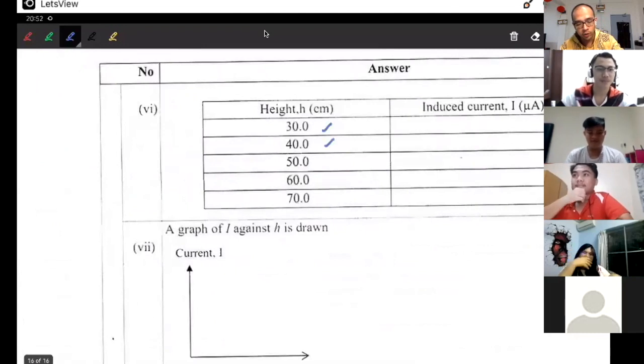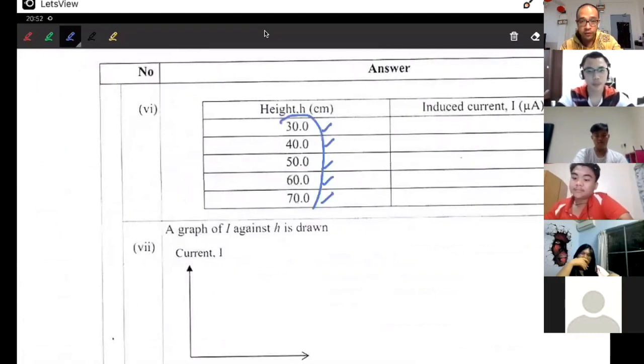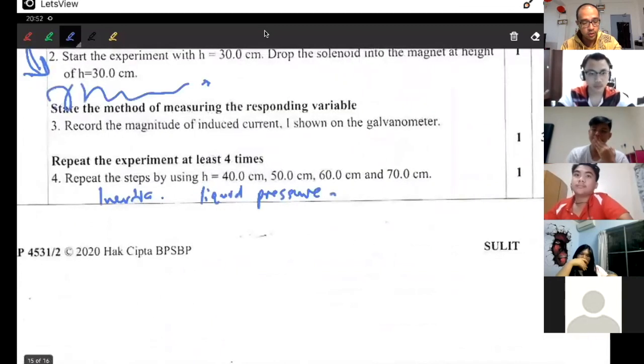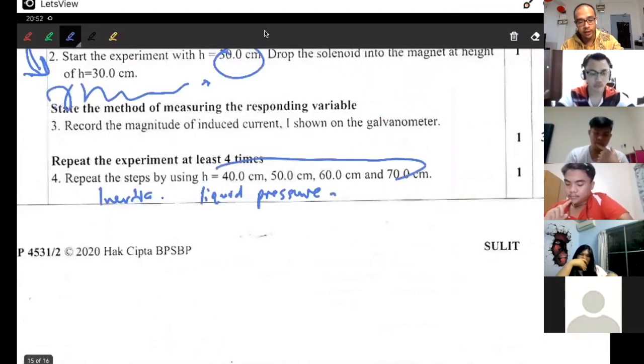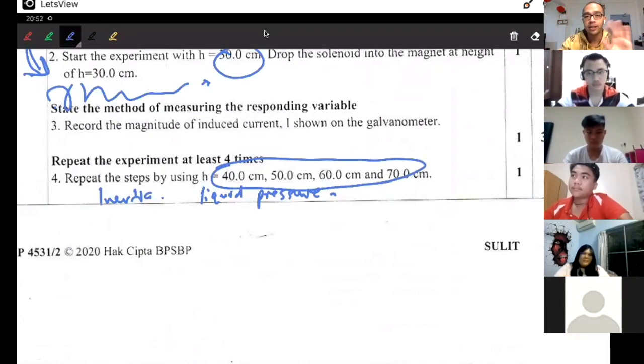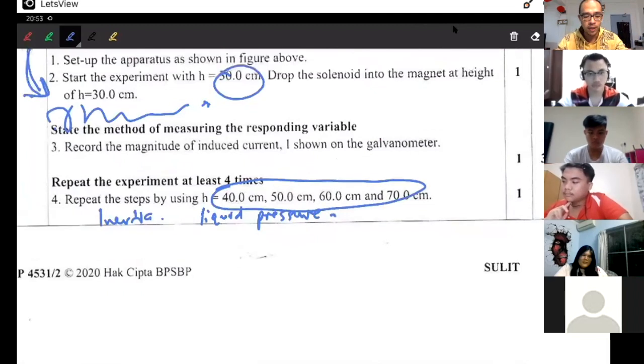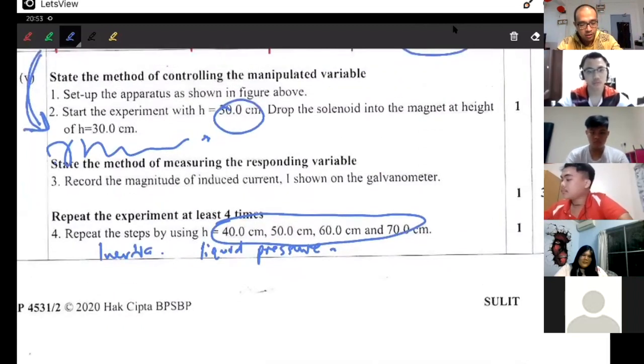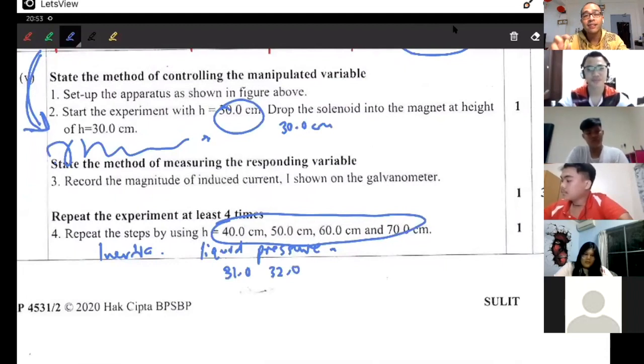Please don't forget that you need to write 5 values. The values you write over here must be the same as the values that you write over here and also over here. You must write 5 values. If there is 0.0, no problem, but you cannot just say repeat the step using other values. No marks. You must state them. Even if, let's say, you are very nervous and you forget, and you write 30.0 cm, then the next one 31.0, 32.0, too small, also no problem.